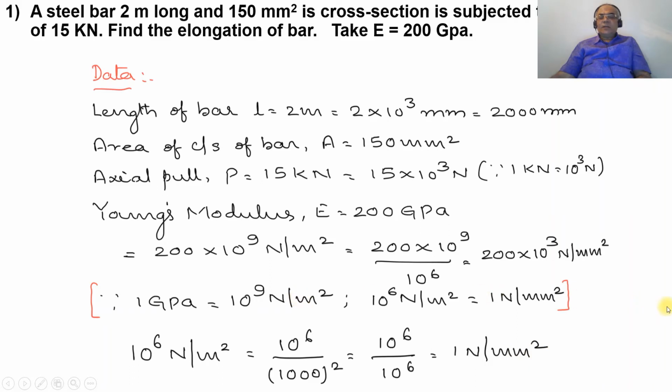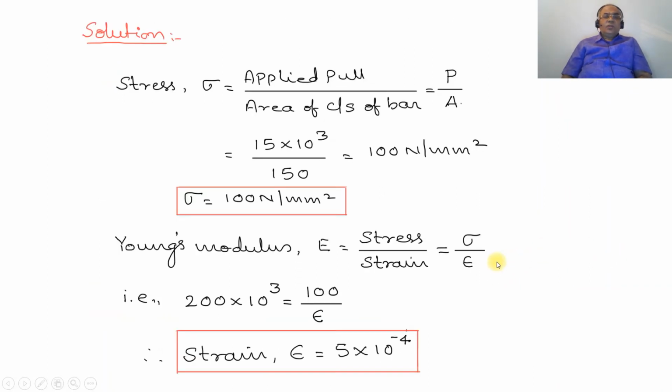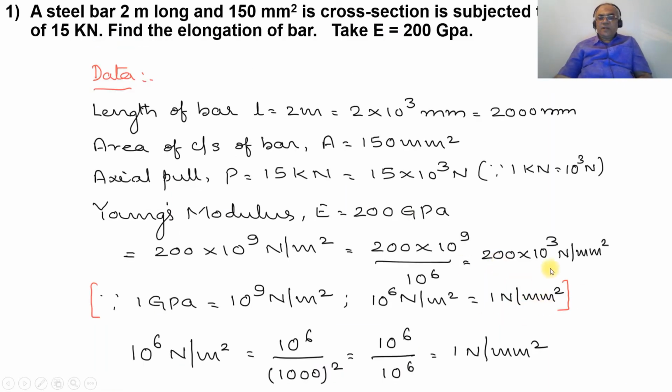1 GPa is nothing but 1 Newton per mm square. So 200 GPa will be equal to 200 into 10 to the power of 3 Newton per mm square. Therefore, this is how I am converting the data. So 200 into 10 to the power of 3 Newton per mm square. Now what I need to do is apply the formula.